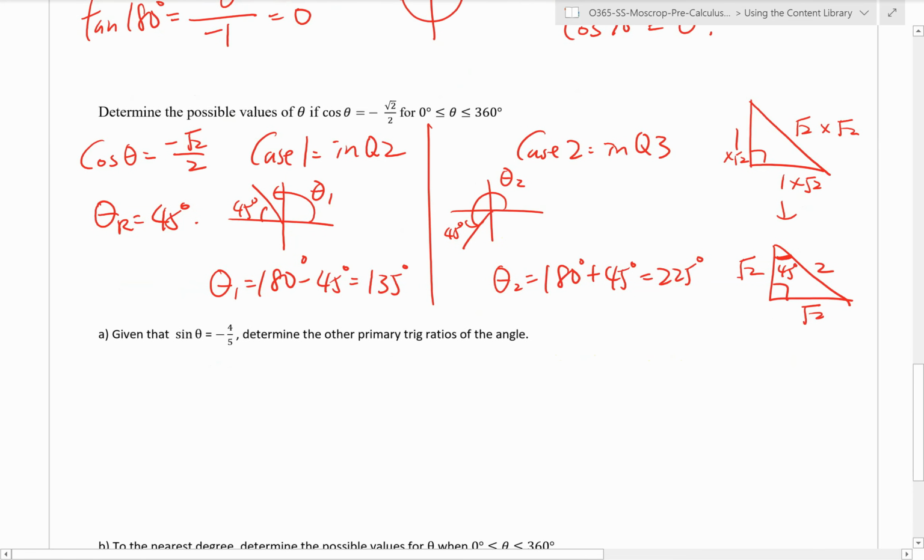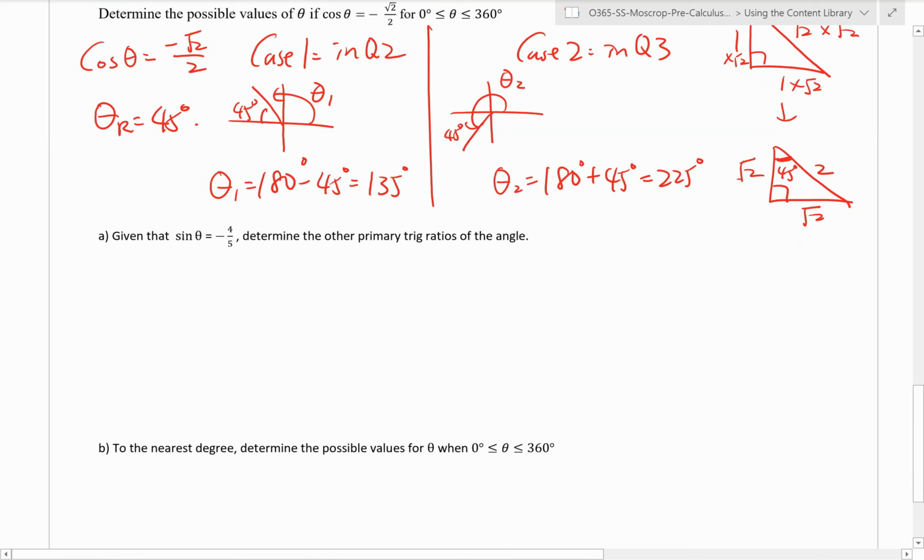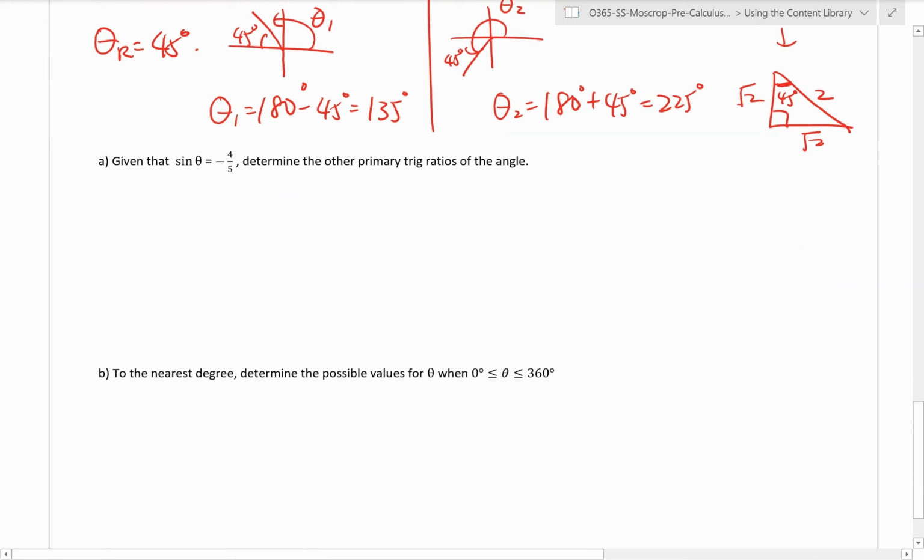Last example, there are 2 parts. Part A says, given that sine theta is -4/5, we are looking for the other trig ratios of the triangle. Because it does not tell us which quadrant we are in, we are again going to have 2 different cases. We don't know which one it's referring to. Okay, anyways, fine, I'll tell you right now. This actually leads up to the next lesson, which is the ambiguous case. So sine theta equals -4/5.